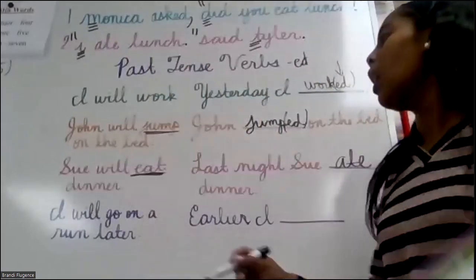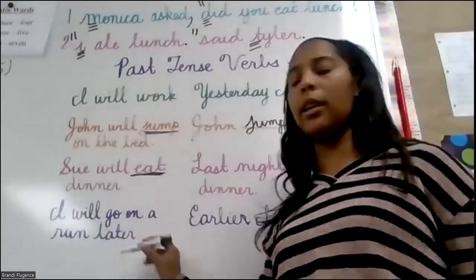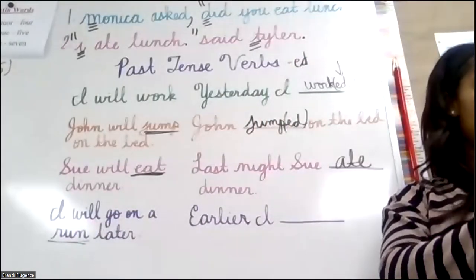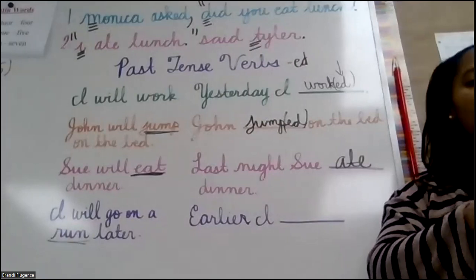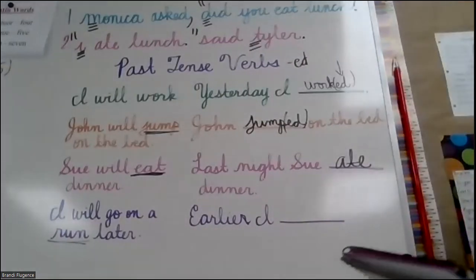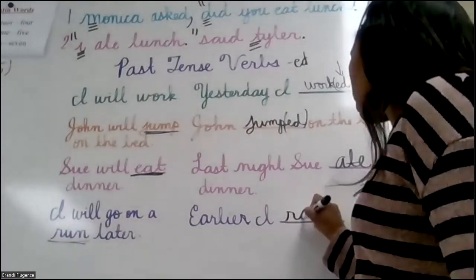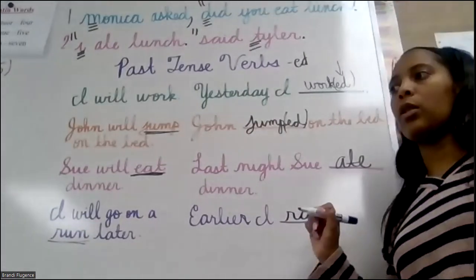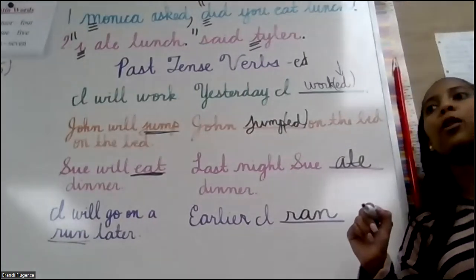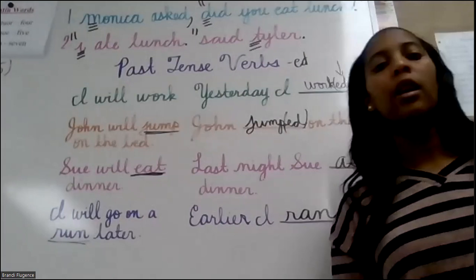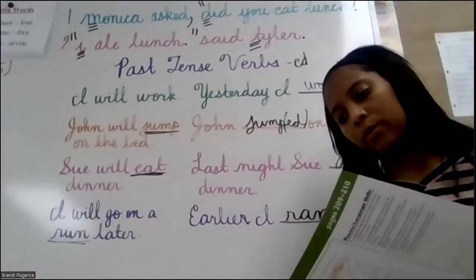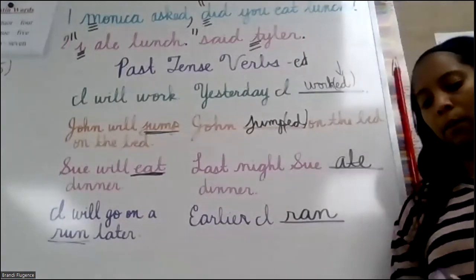Let's look at the next one. I will go on a run later. Run is our verb. Did it happen already? No, it did not happen yet. But once it happens, you will say earlier I ran. Earlier I ran. So you see that? So these are examples of past tense verbs. Past tense verbs are verbs that happened already, meaning it was done already. Okay? So let's do an example.